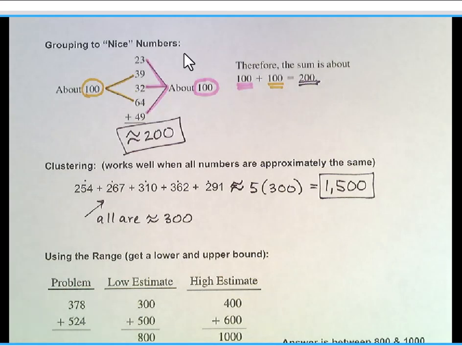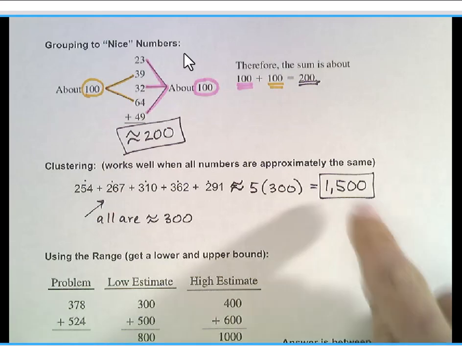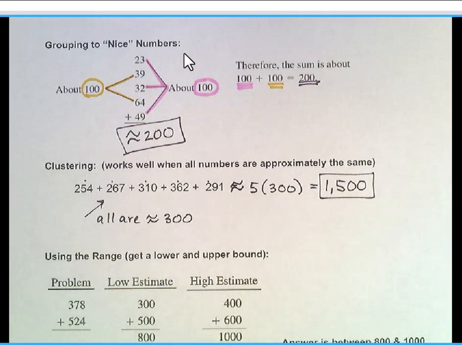Again, this method only works if all the numbers are roughly the same. And these were all pretty close to 300. Some were over, some were under. It kind of averaged out at the end. So about 1,500. And then a strategy I really like is using the range.